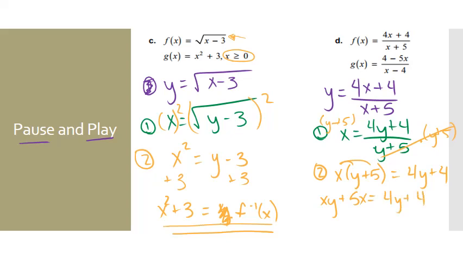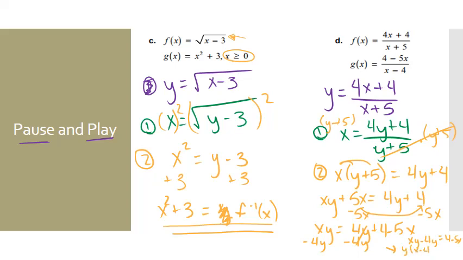I want to get my x's and y's together, so actually I want to move this x over there with the 4. Let me show you one step at a time. That's 5x. So the xy equals 4y plus 4 minus 5x. Then I'm going to move this 4y over here. You'll see why in just a second. But so far I have, let's see if you can follow me, xy minus 4y equals 4 minus 5x.